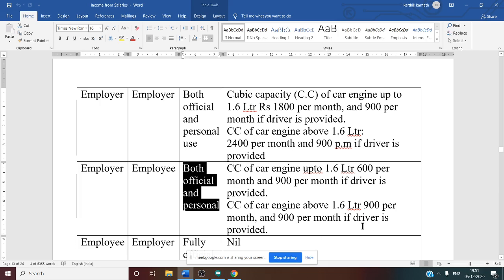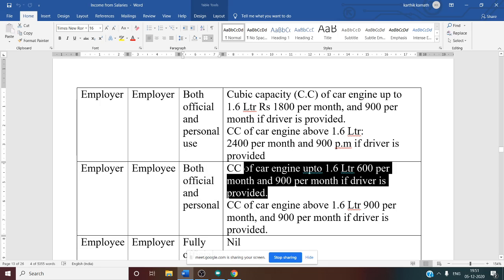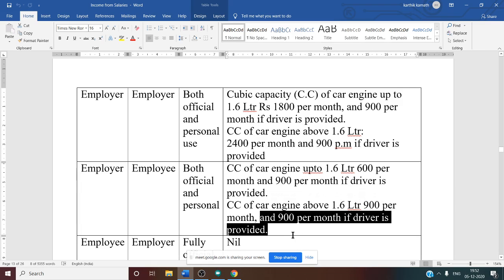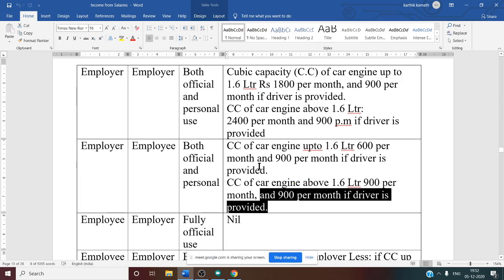In this case, see here, CC of the car, again small car, CC of the car engine up to 1.6 liter means 600 per month we have to take. Fixed amount 600 per month. If a driver is provided, 900 per month common. If a car is a big car and expenses are met by employee, used for both purposes, then 900 per month, that is fixed. Again driver 900 per month as usual if driver is provided. Yes, that is case number 4.